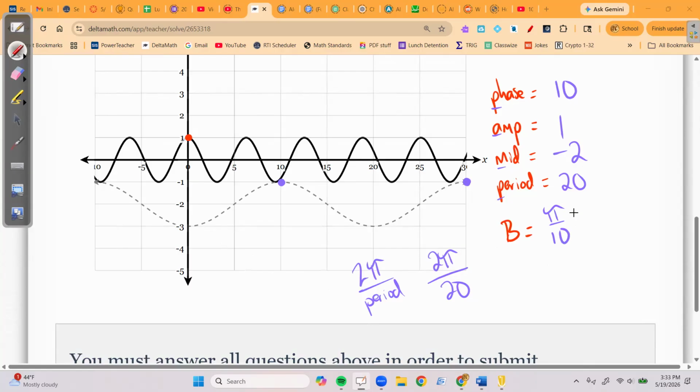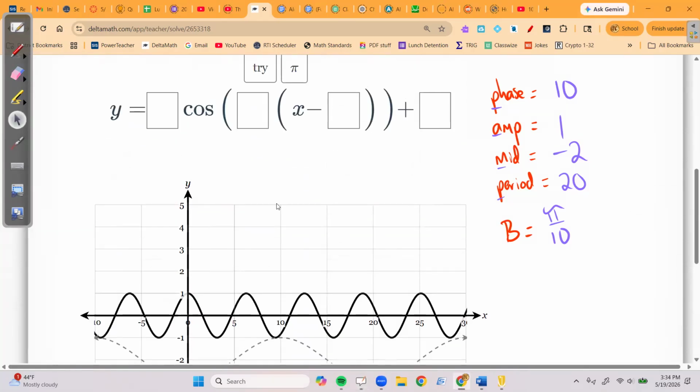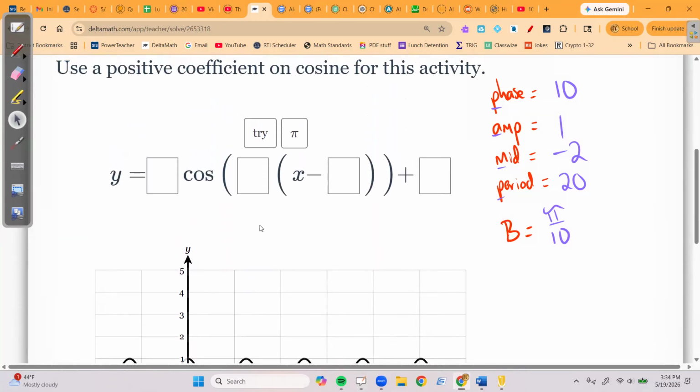Now, all of the ingredients that you see on the board are going to enable us to type in our equation. So we phase shifted 10 units to the right, 10 radians to the right, I should say. Amplitude remained unchanged. Midline shifted down 2. Period, you just eyeball it. B is the one you don't eyeball. There's no way we're just eyeballing that. So let's head up here and figure out now how to type all this information in. So what's going to go in the first blank?